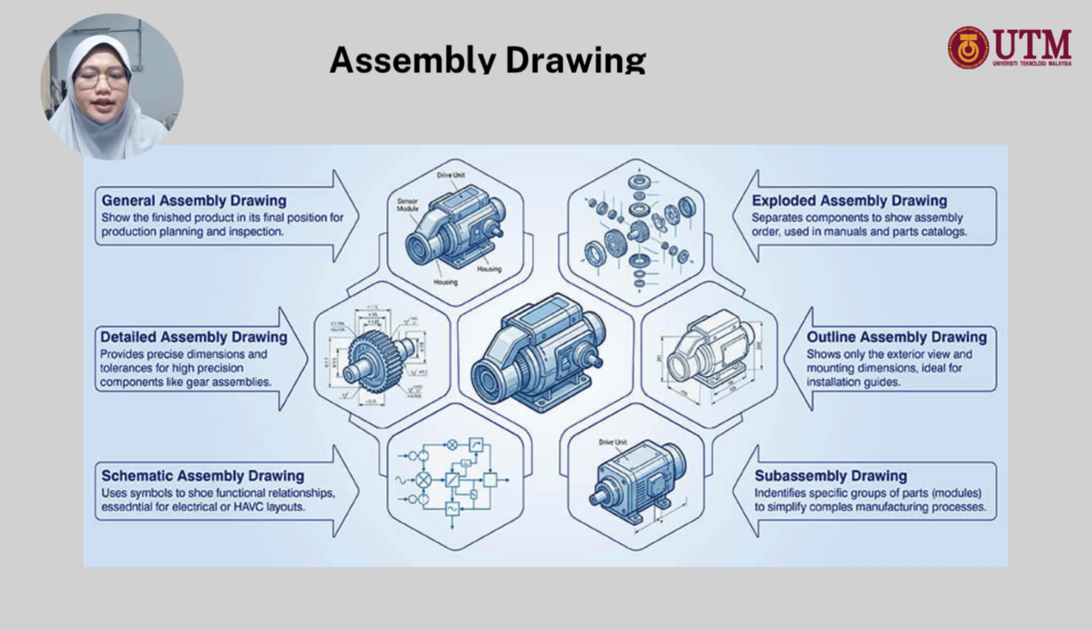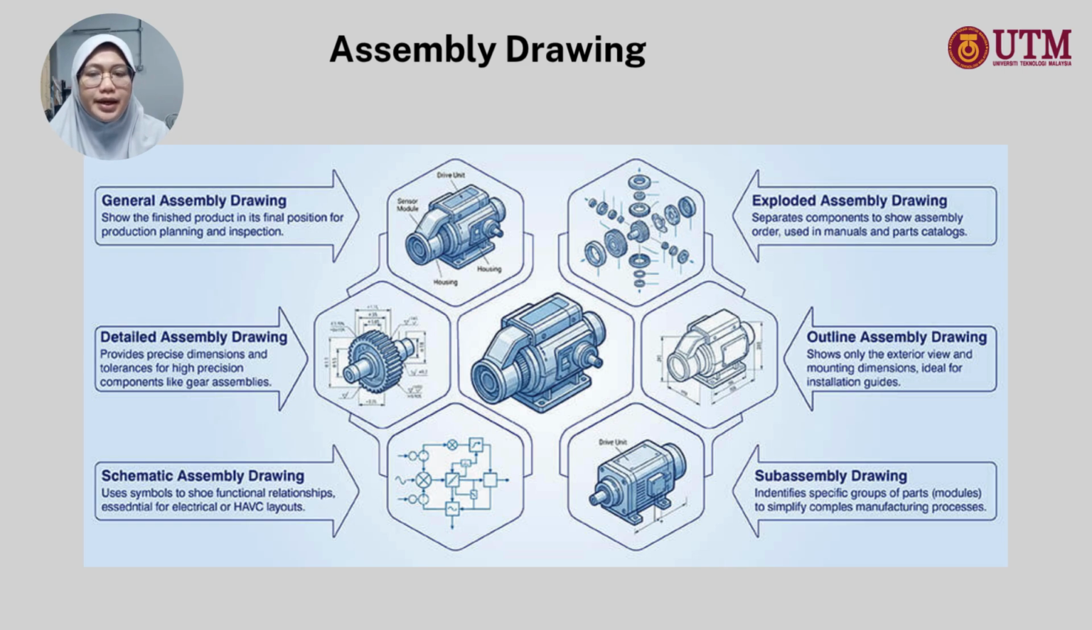Assembly drawings define relationships between product parts by showing how each part fits and works together. These are the types of assembly drawings and their applications. Exploded assembly drawing separates components to show assembly order, used in manuals and part catalogs. Outline assembly drawing shows only the exterior view and mounting dimensions, ideal for installation guides.